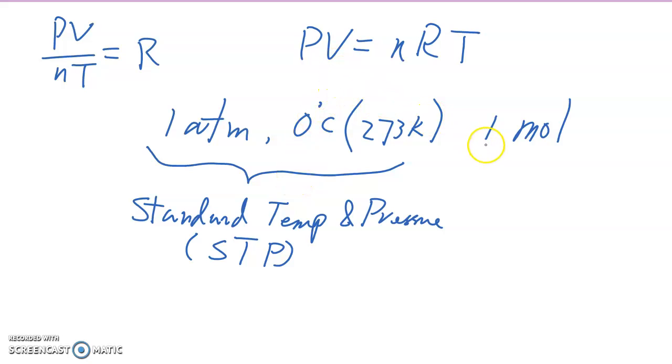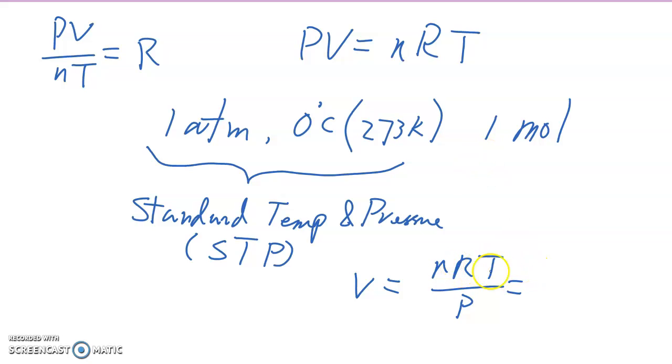And by the way, when you look at this ideal gas law, what you can see is that it is independent of the molecular weight of the gas. That means all gases will obey this law regardless of what gas it is. Okay, so let's plug in and calculate. Volume will be equal to nRT divided by P.